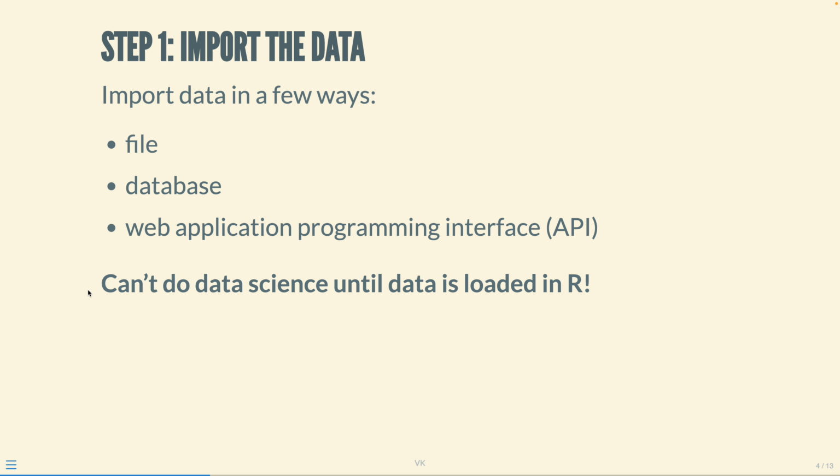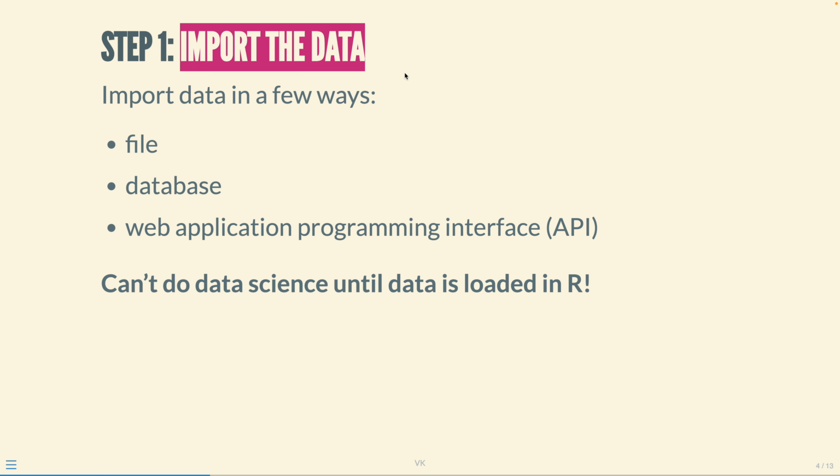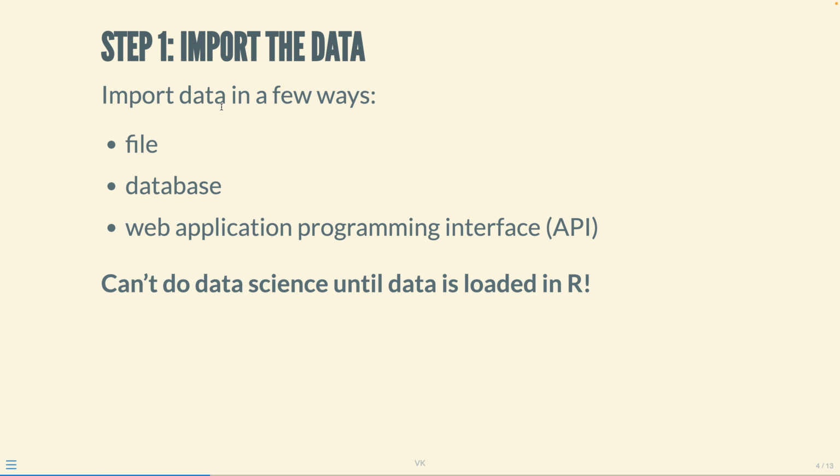So let's start by talking about the first step, which is importing the data. Now, you can import data in a few ways. You can import data into R from a file, such as a CSV file or an Excel file. It could be from a database. It could be from a web application programming interface, such as an API, any kind of API. Okay, so the important thing to remember is that we can't really do data science until data is loaded into R. So that is why this is the first step.